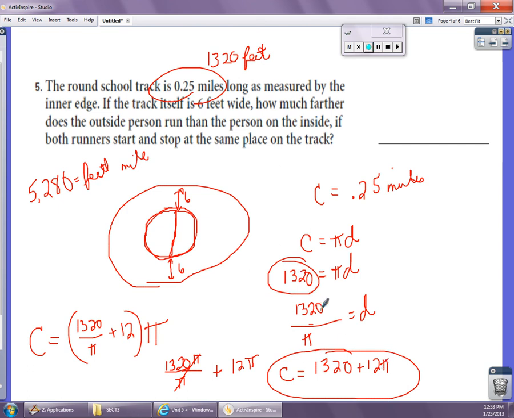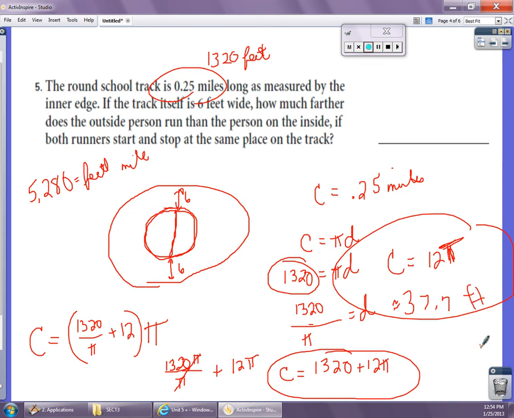So what's the difference? Well, if you take this one, the bigger one, and subtract the smaller one, you're left with 12 pi. So the person runs 12 pi longer than the person that runs on the inside. And 12 times pi, if I wanted to get a rounded answer, the person runs about 37.7 more feet. Here's the next one.